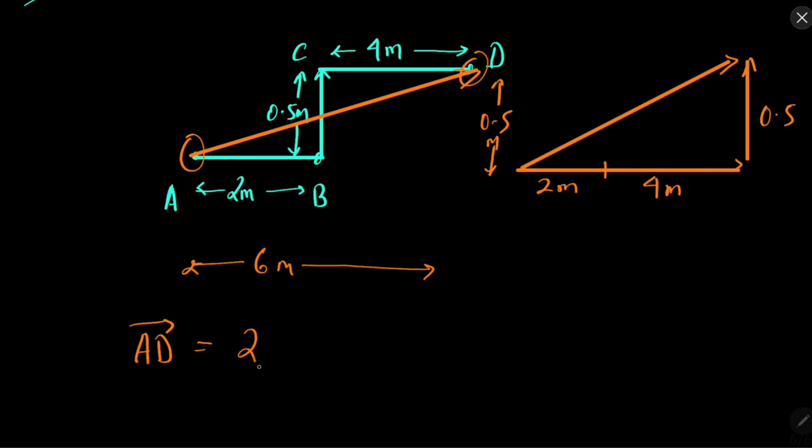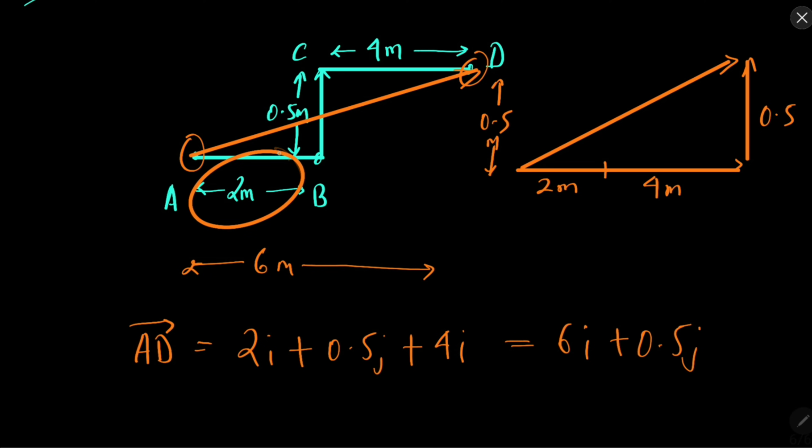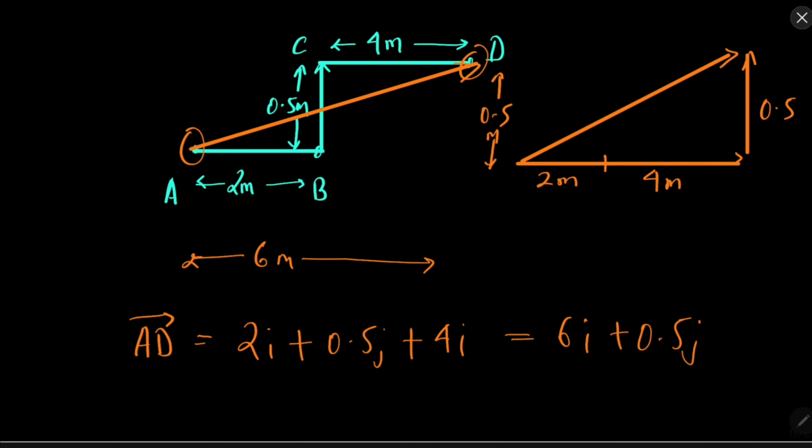So the vector is 2i cap plus 0.5 j cap plus 4k cap. You can also write it like this. K is 0 actually. This k is 0, but let's remove this, and we have 4i. 2i because x direction, this is 4i because again x direction, and this is 0.5 j because in y direction. So we will get this thing.